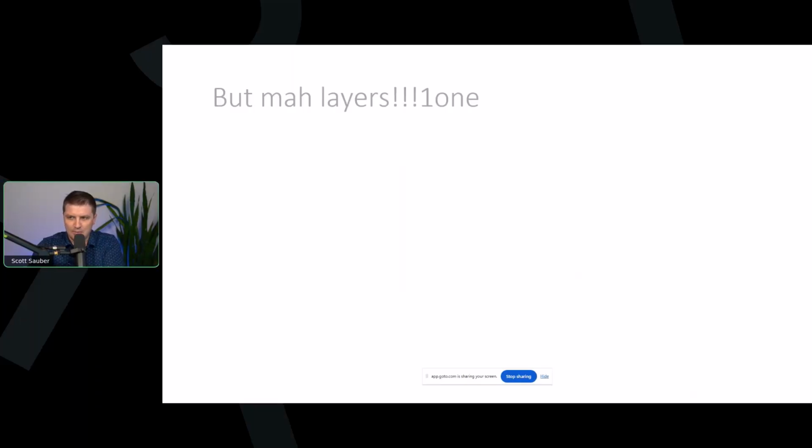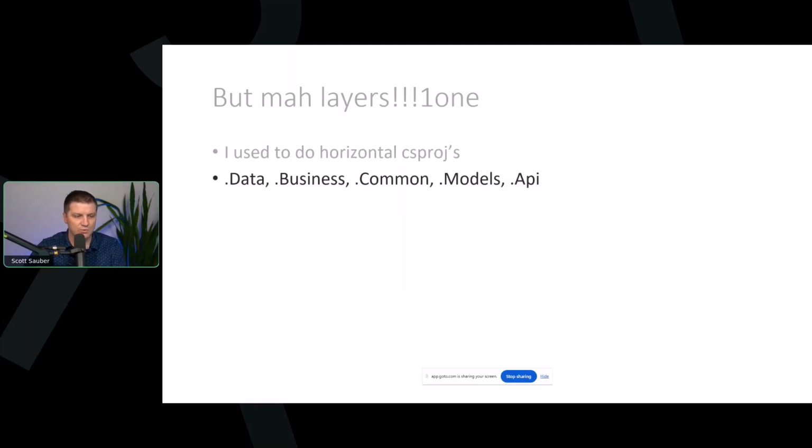But some of you are probably revolting. Some of you are probably thinking, I'm already doing something like this with vertical slicing. And some of you are probably revolting at this idea. I revolted at the idea initially because I used to do those horizontal slice C# projects where I'd have a data project and a business project and a common project, models, and then the API or console or whatever the application is.